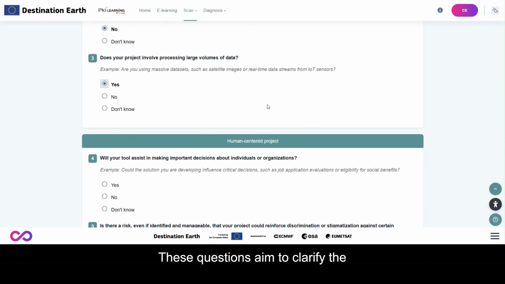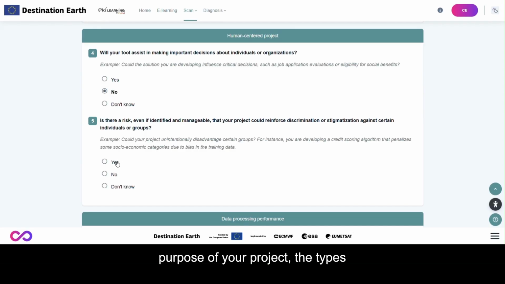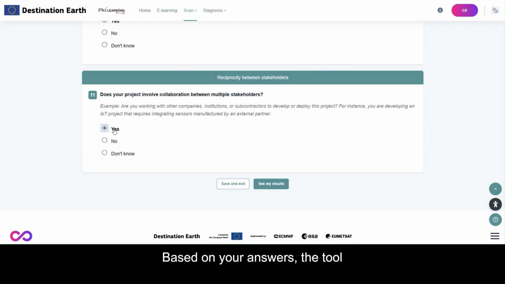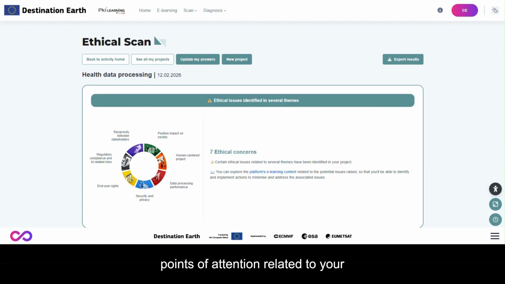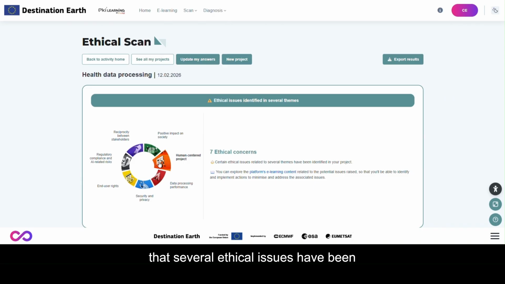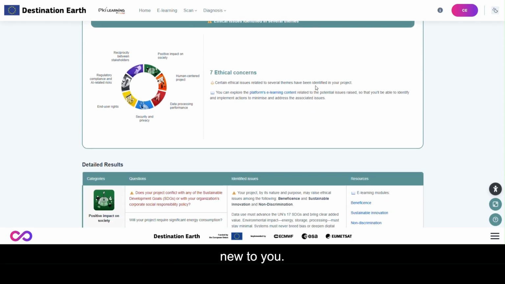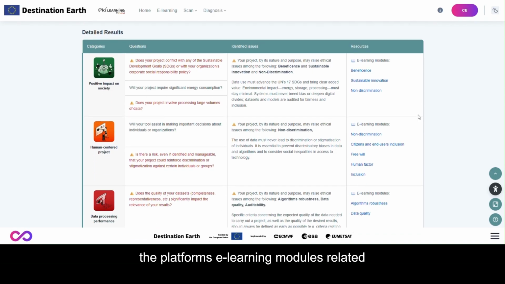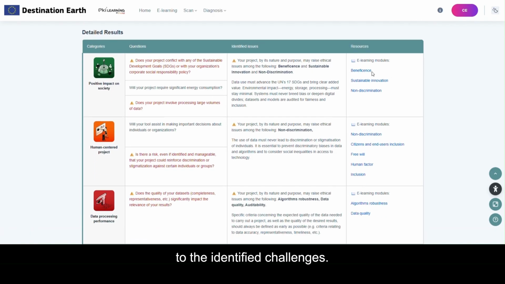These questions aim to clarify the purpose of your project, the types of data involved, and the target audience. Based on your answers, the tool highlights potential ethical issues and points of attention related to your project. In this example, we can see that several ethical issues have been identified. You may already be aware of them, or some of them may be new to you. To help you take action and address these issues, you can explore the platform's e-learning modules related to the identified challenges.